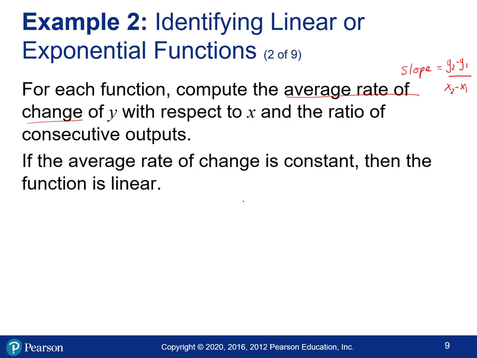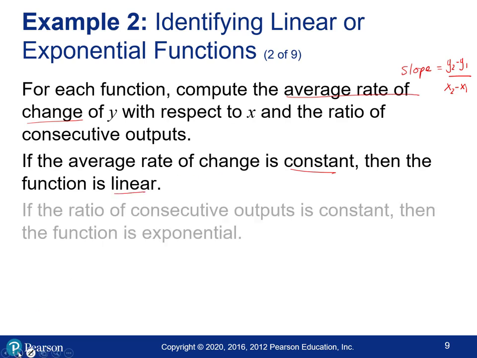All right, if it's constant, like we mentioned a minute ago, then the function is linear. So constant slope means it's a linear function. You will get a line when you graph it. If the rate of change is the ratio of consecutive outputs, and that's constant, then it's exponential. Okay, what does that mean? That means exactly what the theorem just said.